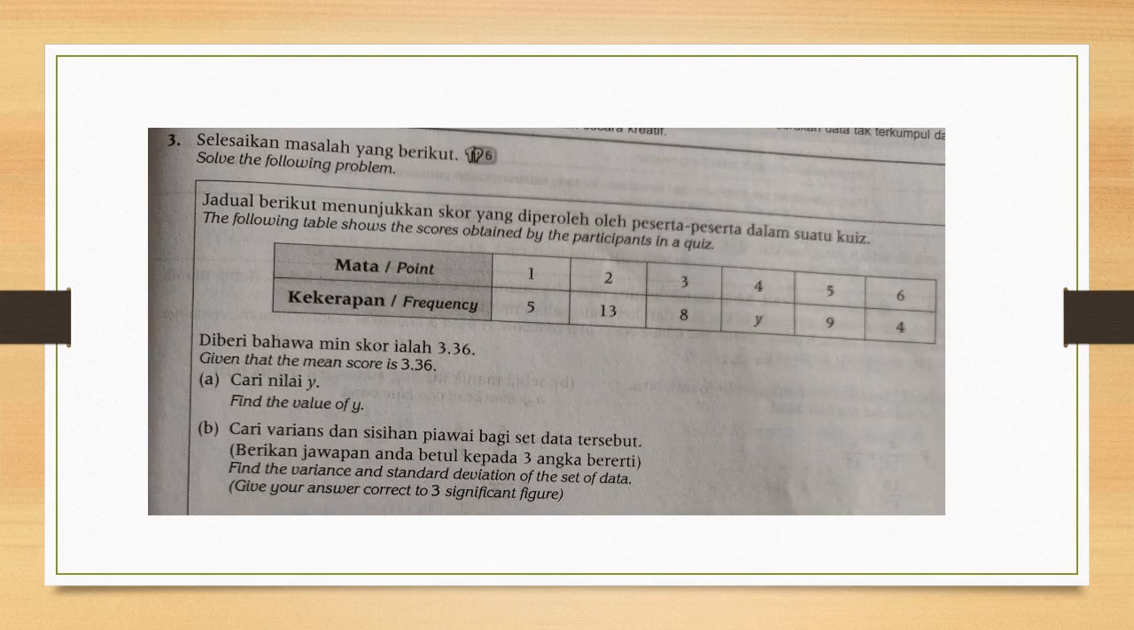Okay, next. Class, for question 3. Solving problem. This is band 6, quite difficult, not so, but it's a hot question. Now you are given a table. This one is scores obtained by the participants in a quiz. So this is your x, this is your frequency. Again, this is a set of data in a table form. So you are given mean score is 3.36.